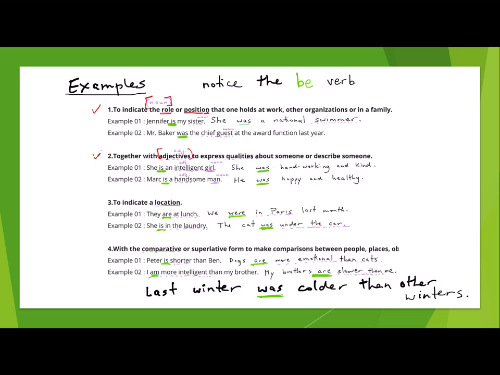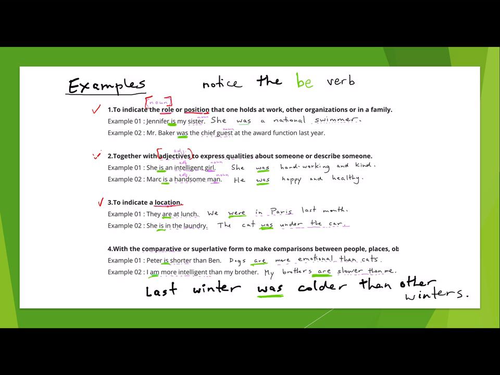Where is the cat? Where was the cat? The cat was under the car. The cat is in the house right now. Okay, so again, present and past tense of the be verb to describe the location about the subject. We can also use the be verb to compare the subject to other items. Let's take a look. Peter is shorter than Ben. Ben is taller than Peter.